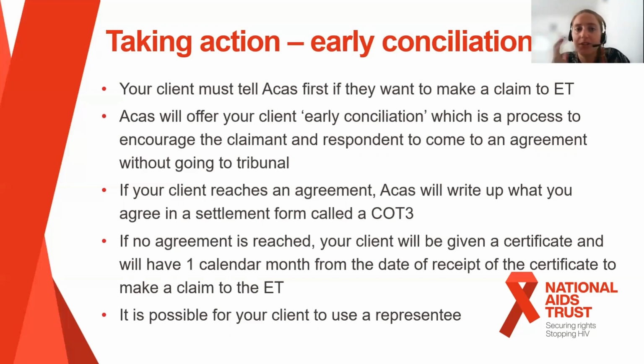This could be a trade union representative. It could be someone from the HIV support service if there was capacity for that, and willingness as well. But if no agreement is reached, then your client will be given a certificate and will have 1 calendar month from the date of receipt of the certificate to make a claim to the employment tribunal. So this time limit needs to be calculated on a case-by-case basis because it relates to the 3-month deadline of how long you then have after early conciliation to make a claim to the employment tribunal.